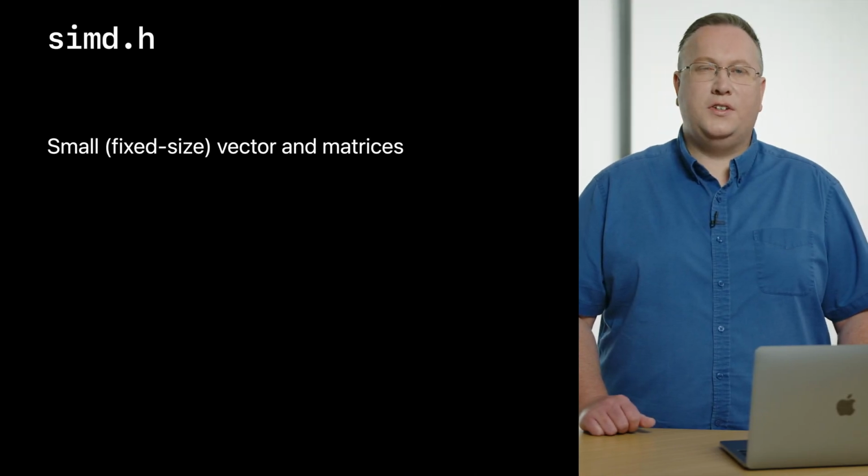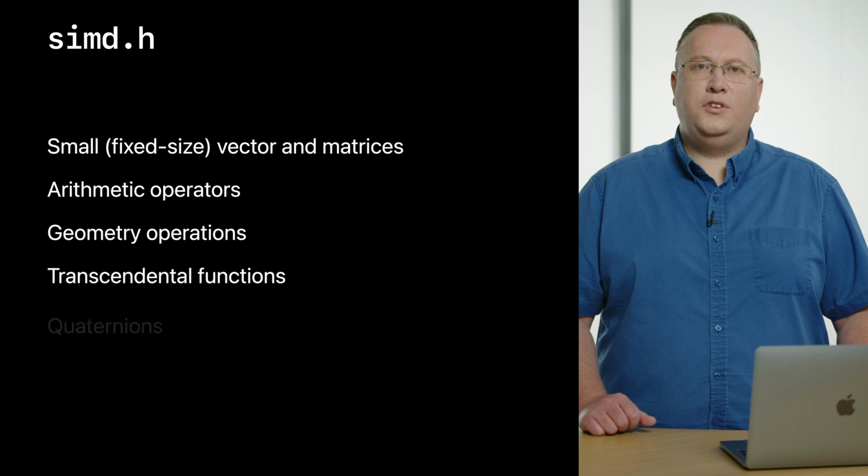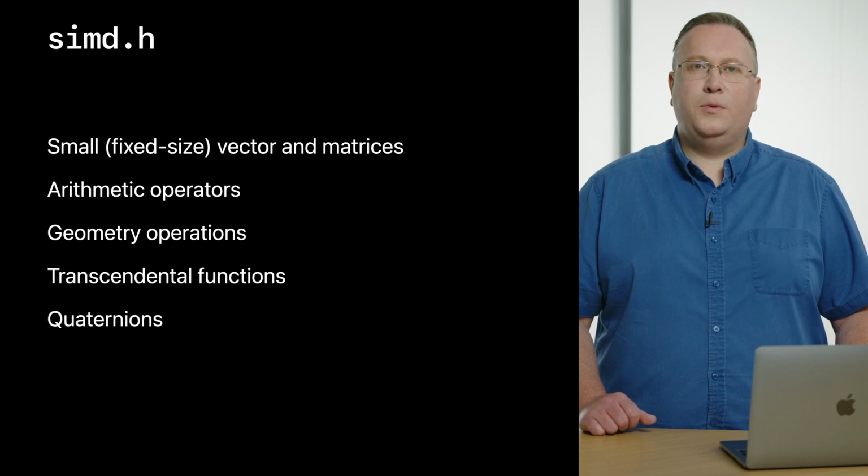Now, let me tell you about some improvements to simd.h. simd.h provides computational primitives on small vectors and matrices that fit into the CPU's registers, including support for functions such as sine and cosine, as well as useful geometric operations, including support for quaternions. The thing I really like about simd.h is it lets us jump in and get 90% of the benefit from vectorization with 10% of the effort. Here, let me show you.